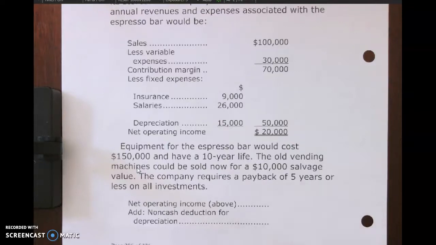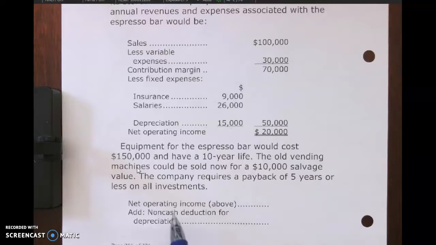So this one gives us a payback requirement. If our payback is less than 5 years, then we should take the investment just based on payback. If the payback is more than 5 years, it's not something we should do, because it takes us longer to recoup our money than our desired time.